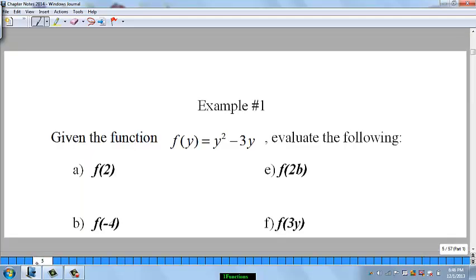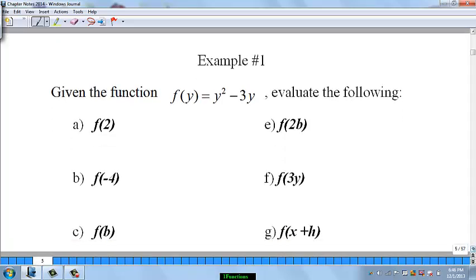Alright, let's practice some algebra. So we talked about what functions mean. Now these are some algebra. So now I actually do have a formula. I have f of y equals y squared minus 3y.